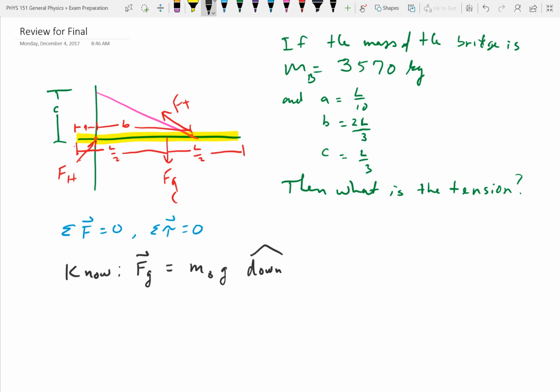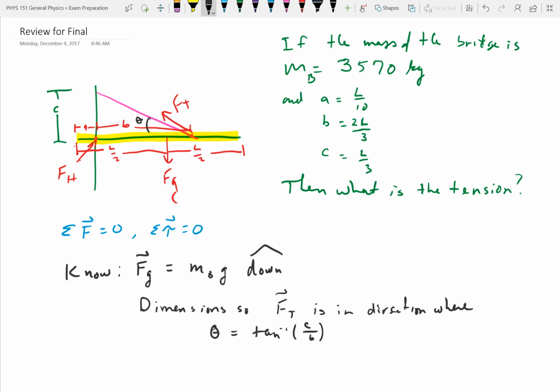We know all the dimensions. So that means we know the force of tension is in the direction that's shown, which I can calculate using B and C. So if I call that angle theta, theta is going to be, I know the opposite side and the adjacent side, so that would be arctangent, or tangent to the -1 of the opposite side C over the adjacent side B. So I know the direction of the force of tension, but not its magnitude.